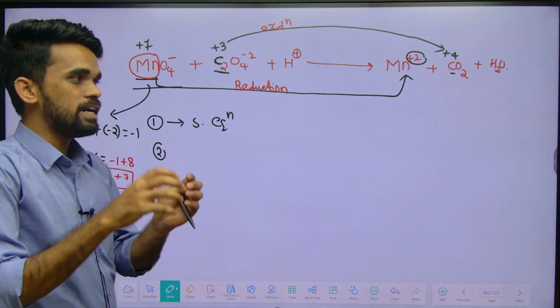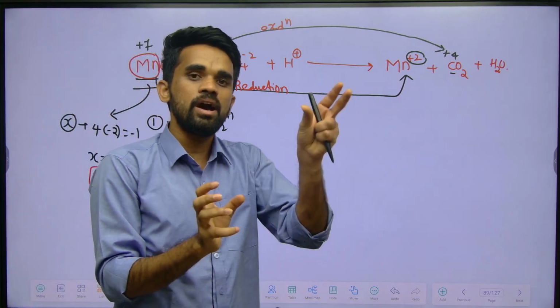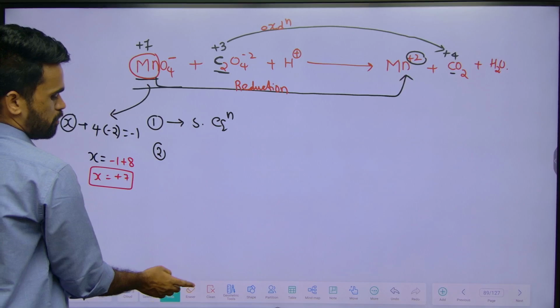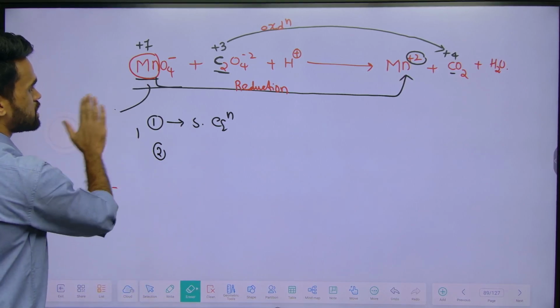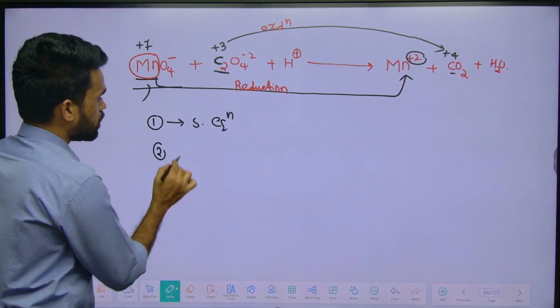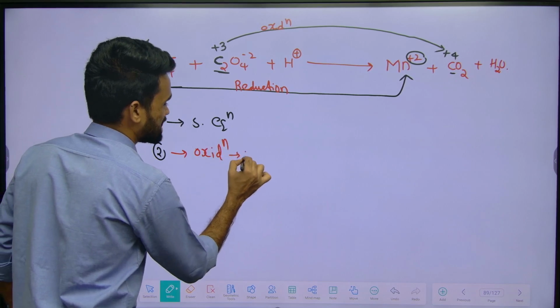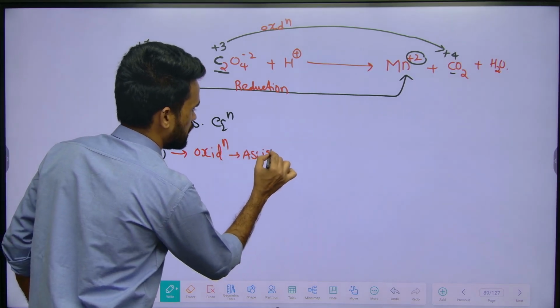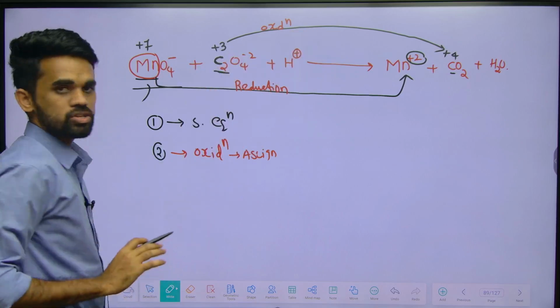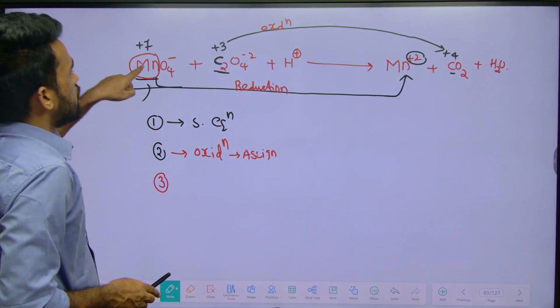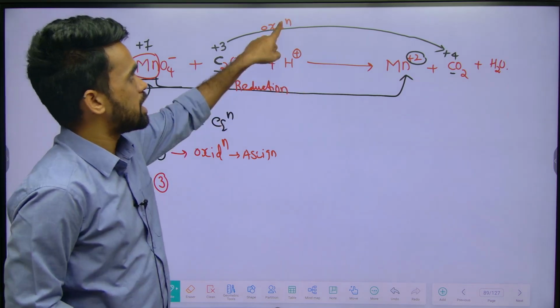Like this, identify the reduction half and identify the oxidation half. Once after knowing this, we can make it simple. So what is the second step I told you? Assign oxidation states. That means find the oxidation state and assign them to the species, the elements. Like this, assigning the oxidation number. So the third step is, I told you this is a reduction and that is an oxidation.